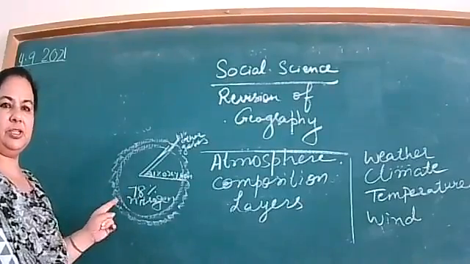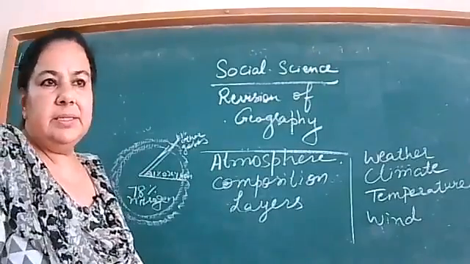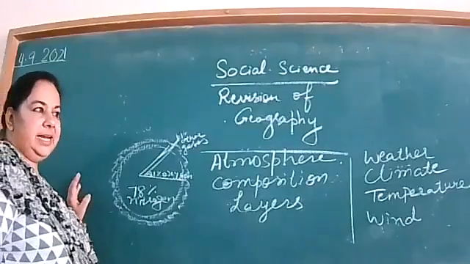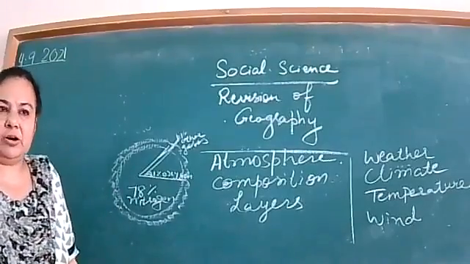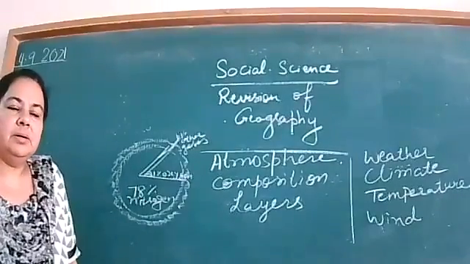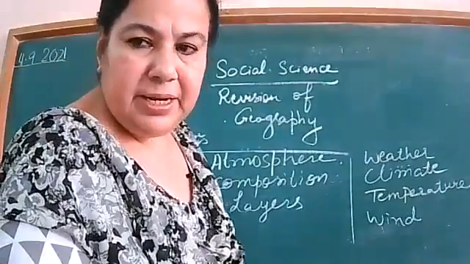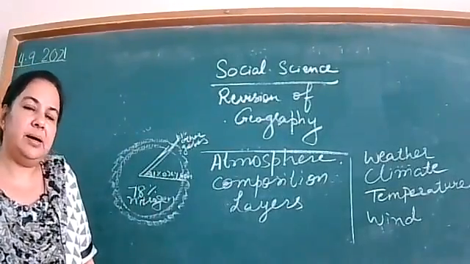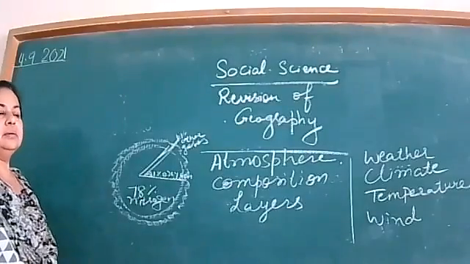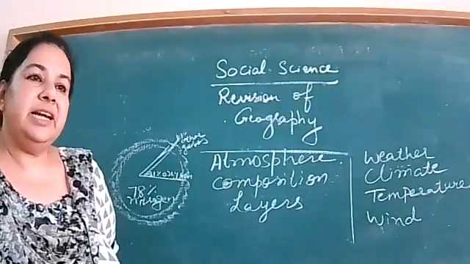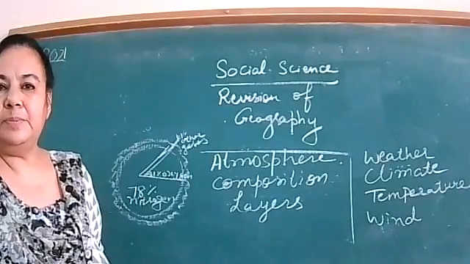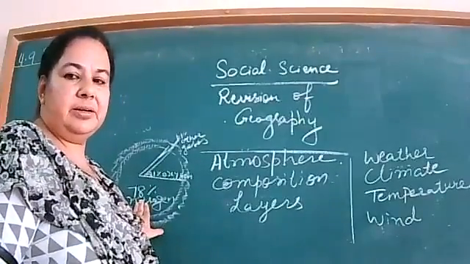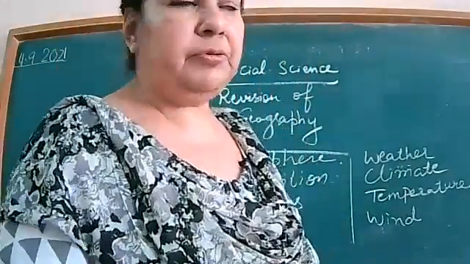Nitrogen. Plants need nitrogen for their growth. Human beings and animals need oxygen for survival. Plants release oxygen and absorb carbon dioxide. Human beings release carbon dioxide and absorb oxygen. So this is about the composition of atmosphere.